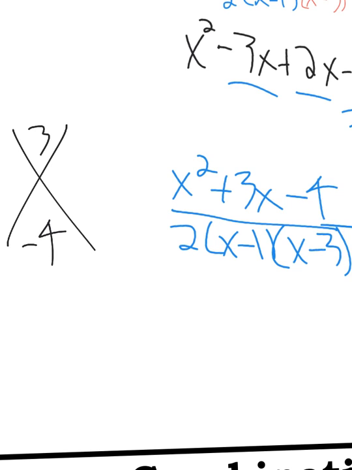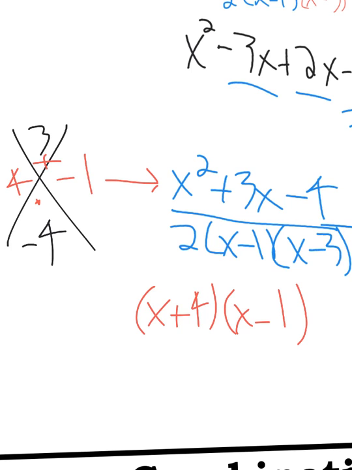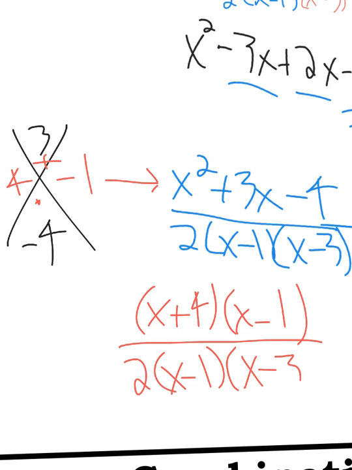And that's, well, 4 is 4 times 1. And if 4 is positive and 1 is negative, they'll add for a positive 3 and multiply for a negative 4. So I'm going to rewrite the numerator as x plus 4 times x minus 1, and that's over 2 times x minus 1 times x minus 3.